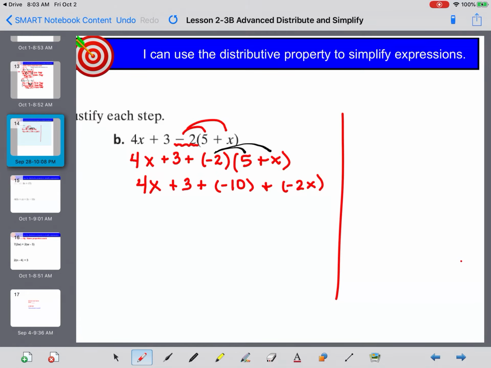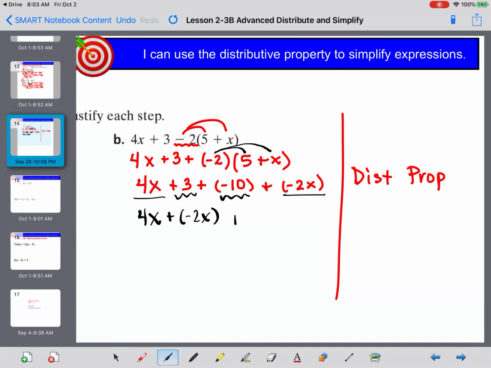Whoops. So the first thing you did was the distributive property. Then we need to rearrange the order of these so that the like terms are together. So my x's are my like terms and my constants are like terms. So I'm going to scooch that negative 2 next to that 4x. 4x plus negative 2x plus 3 plus negative 10. And that was the commutative property.